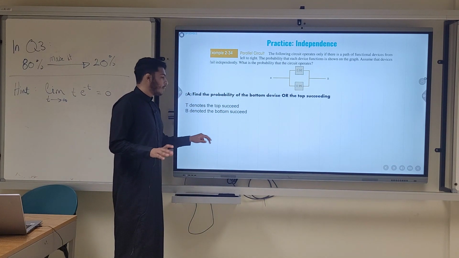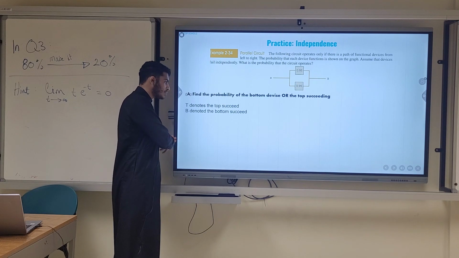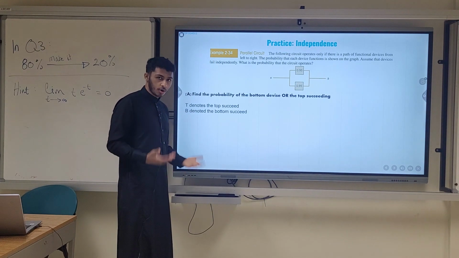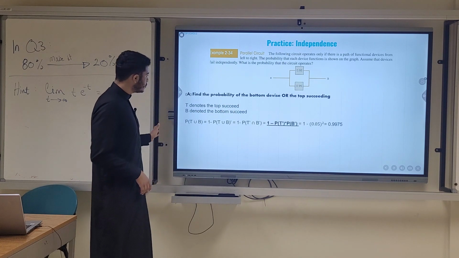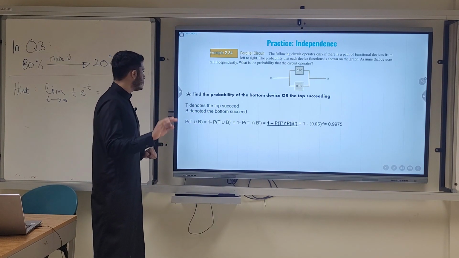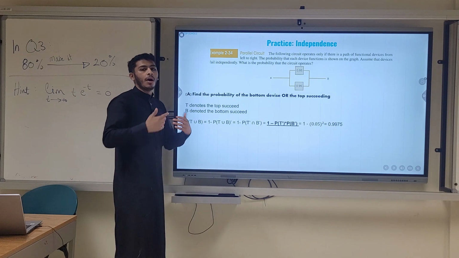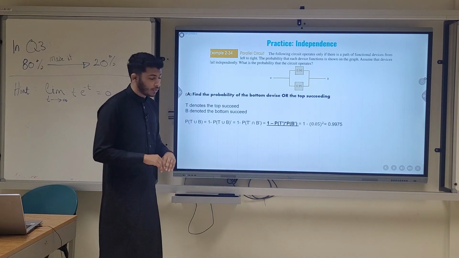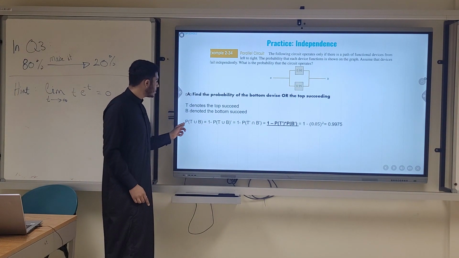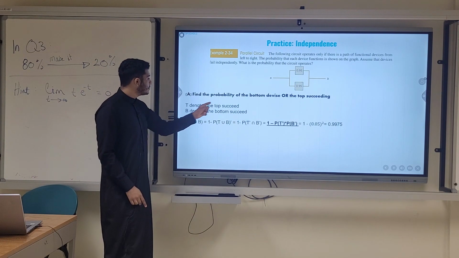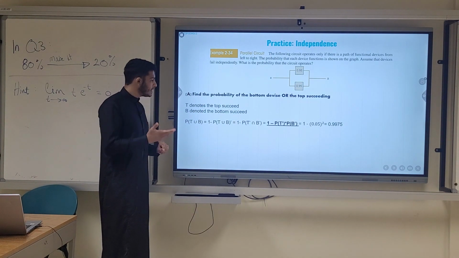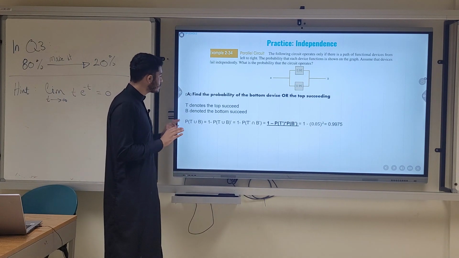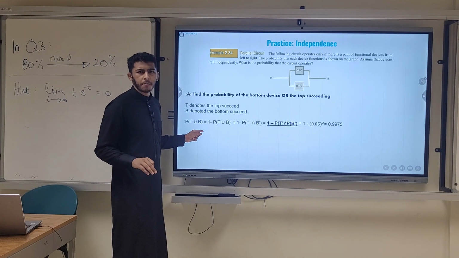Now it's going to show the entire solution, but I'm going to talk over it and explain how we reached the conclusion. So the solution shows in here. We know that we want either the top device or the bottom device to work. So we're going to have the probability of T, the top device succeeding, union the probability of B, the bottom device succeeding.